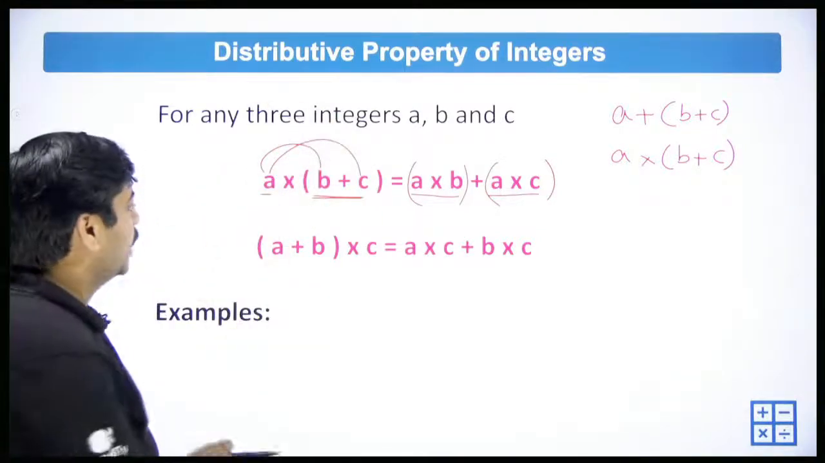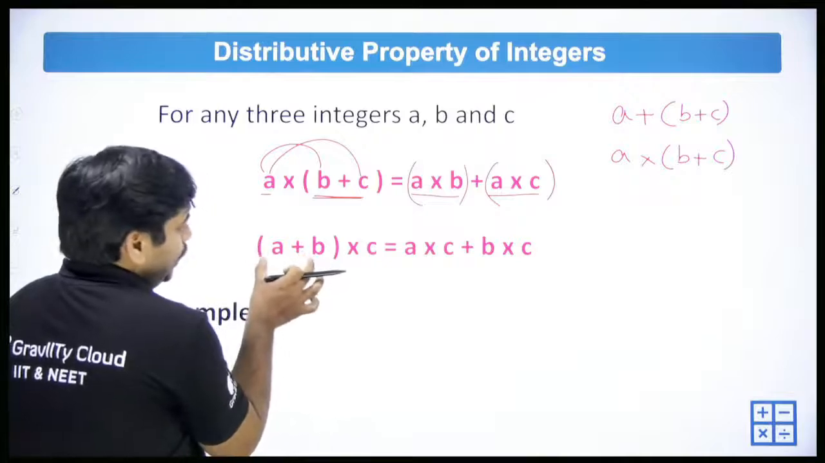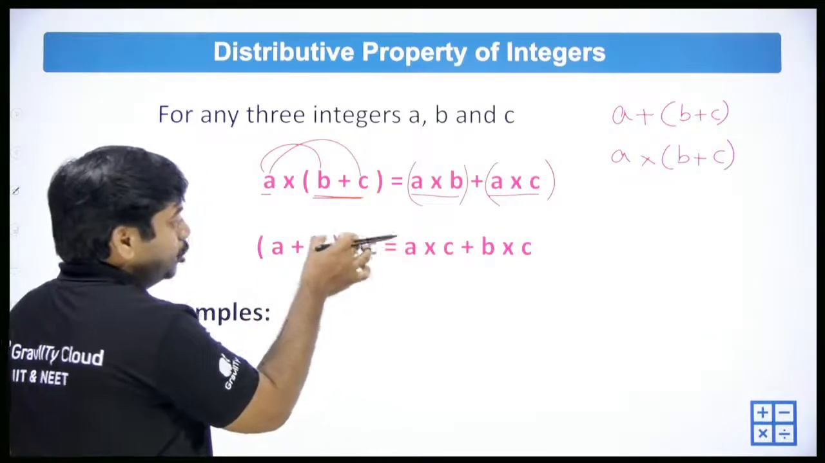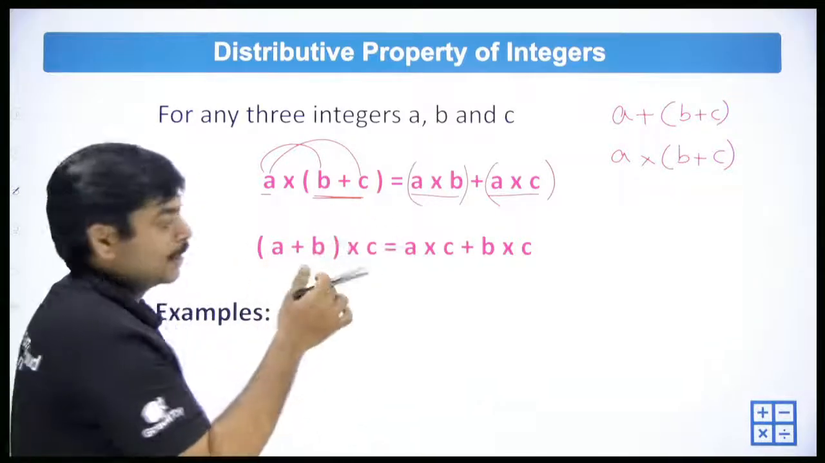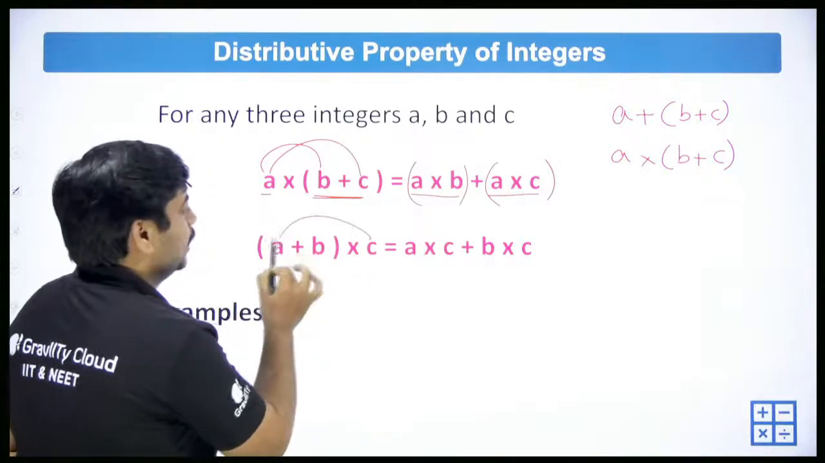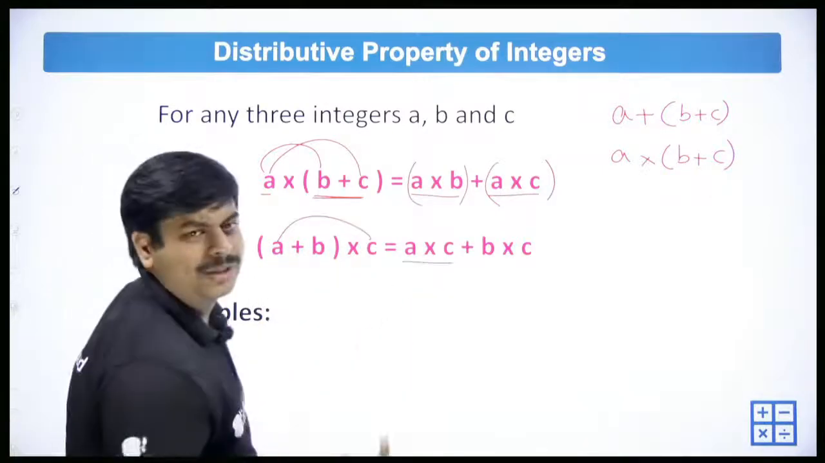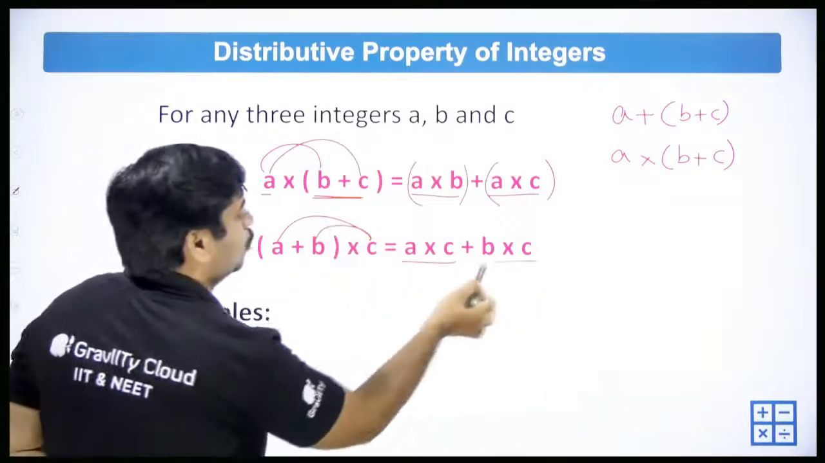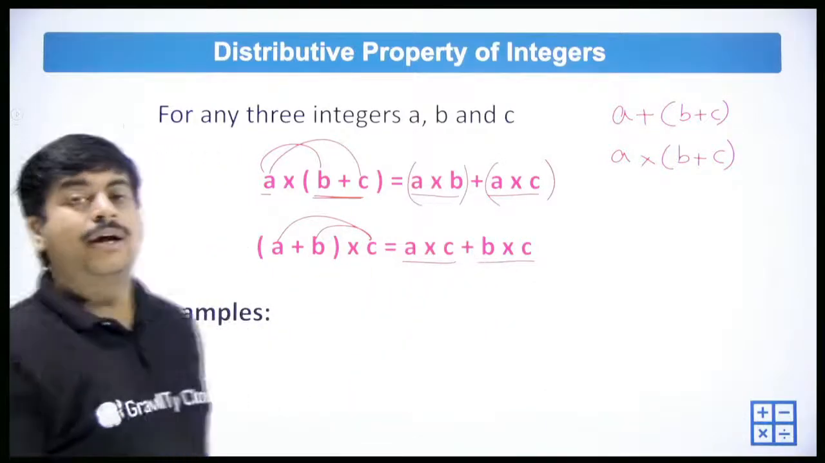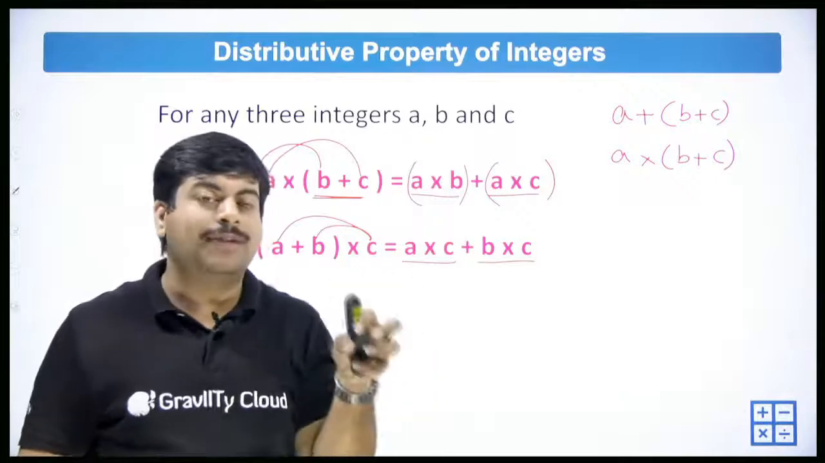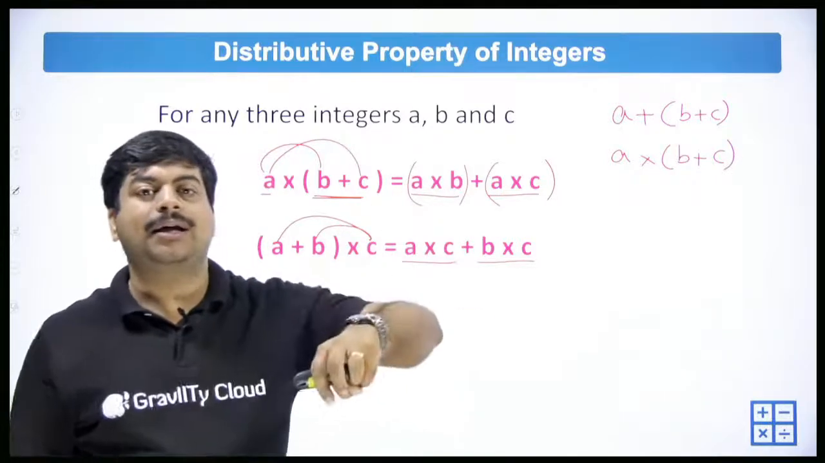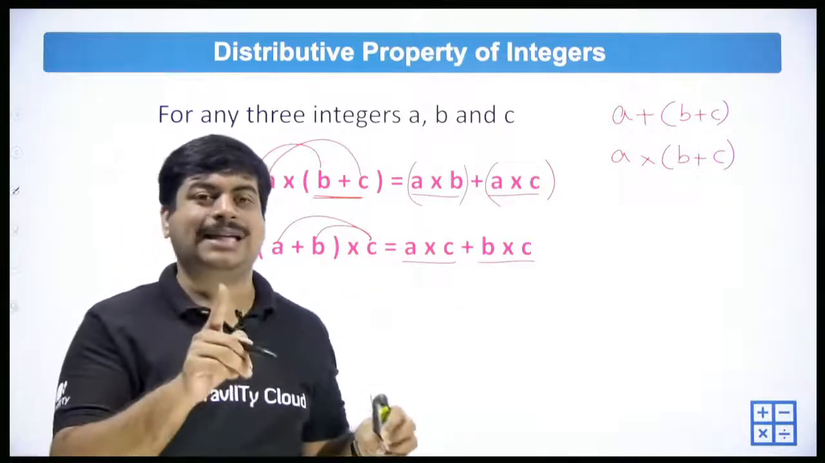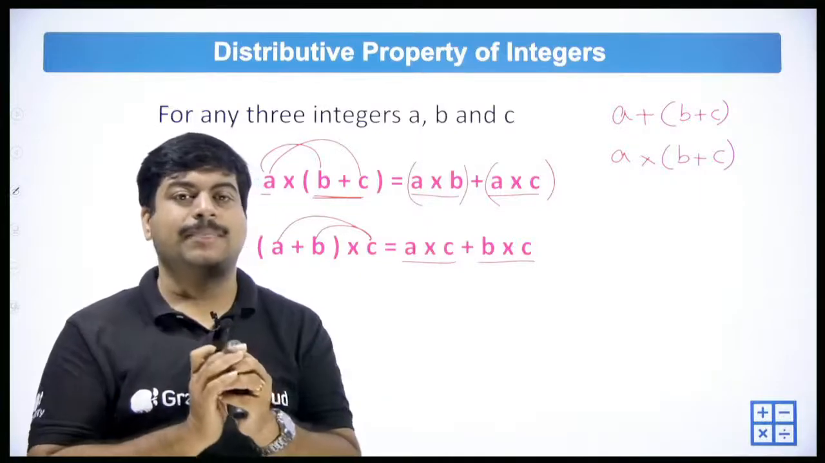The same way here, if you carefully observe, this is one unit, C is another unit. So you need to distribute C to both of them. You are distributing C to A, that is A into C, or C into A, both are same. And C to B, or B into C, both are same. We are distributing only the term which is being multiplied, not the thing which is added. You should be very careful in that.